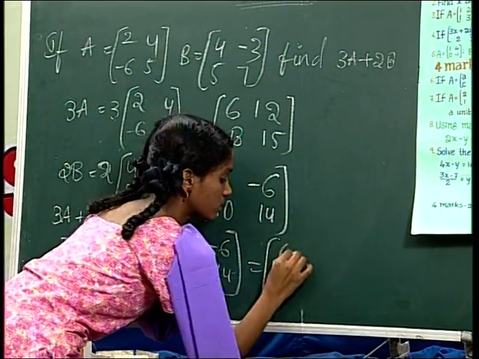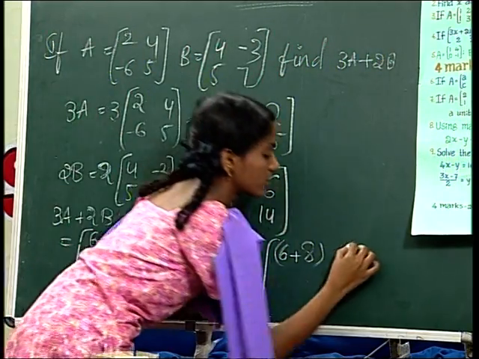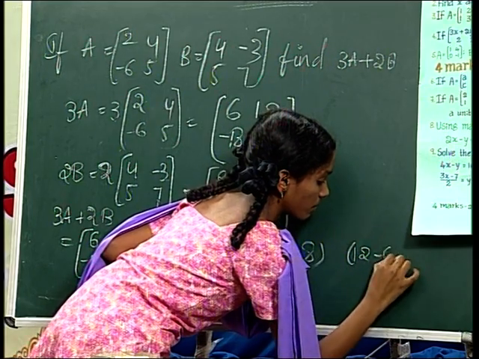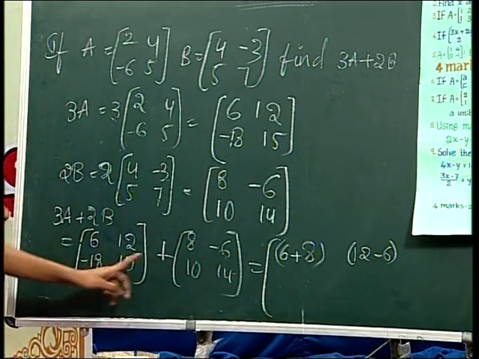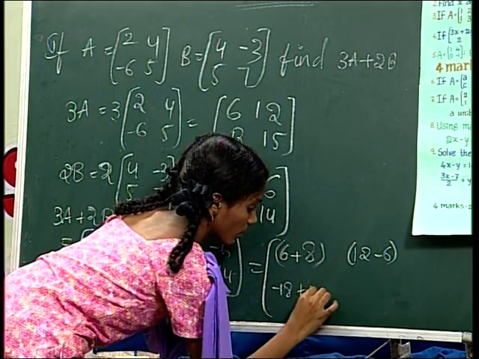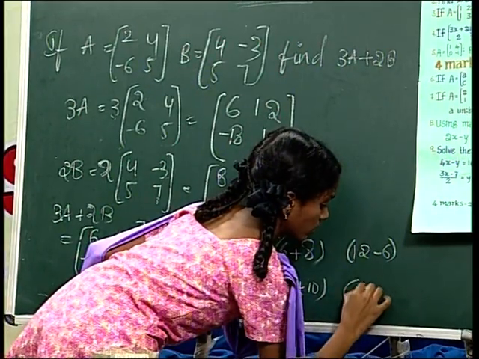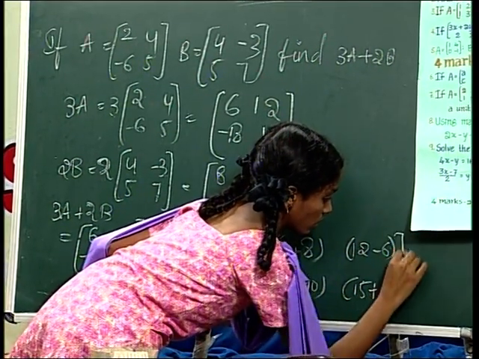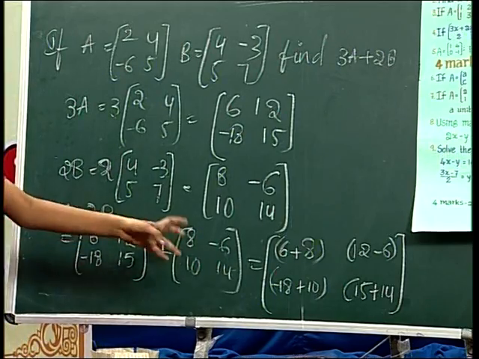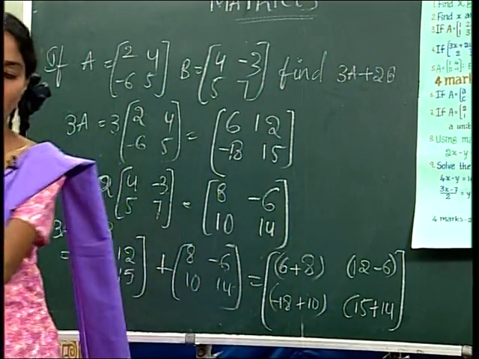6 plus 8, 12 minus 6, minus 18 plus 10, 15 plus 14. See here, the corresponding elements are added. In addition of matrix, the corresponding elements are added.